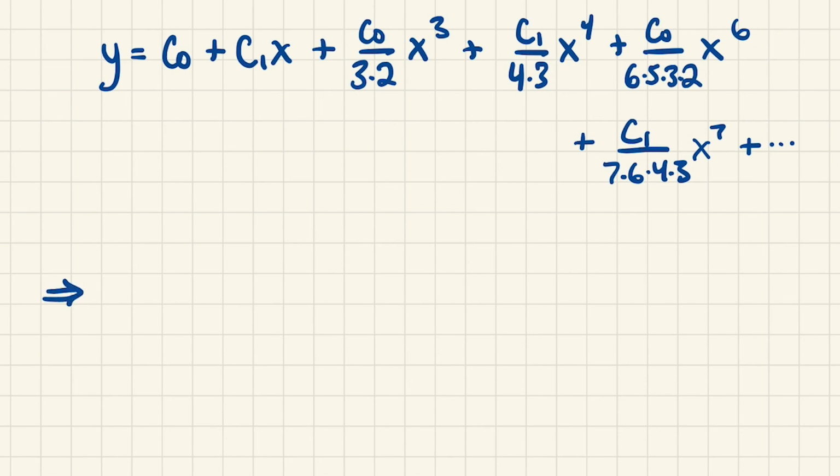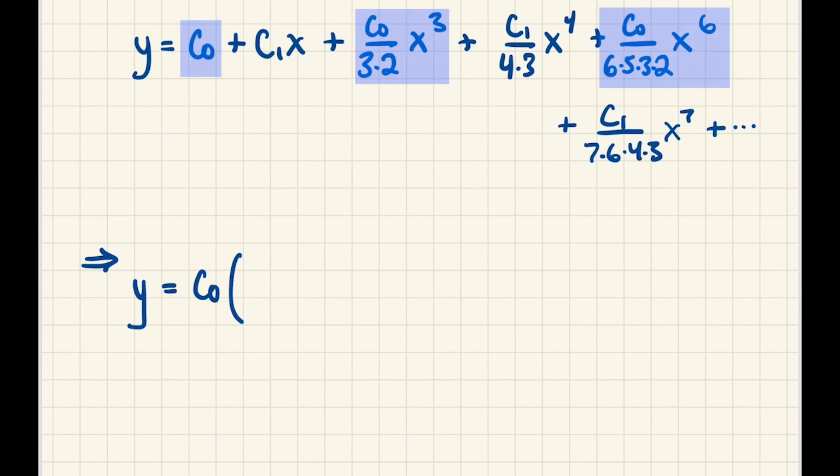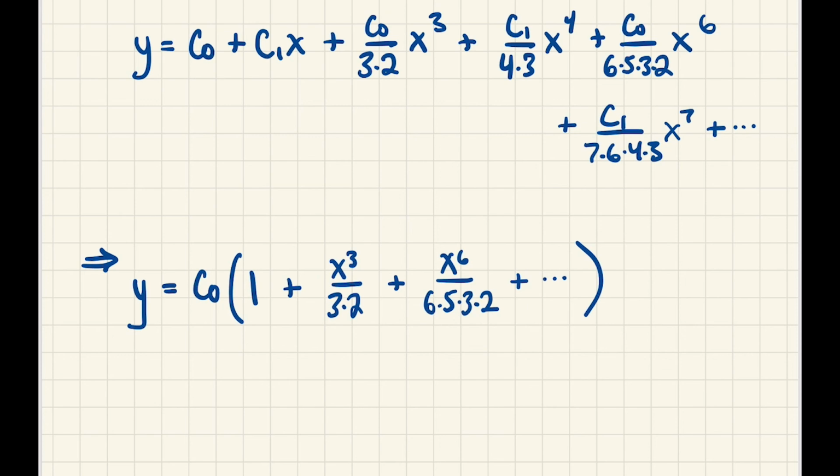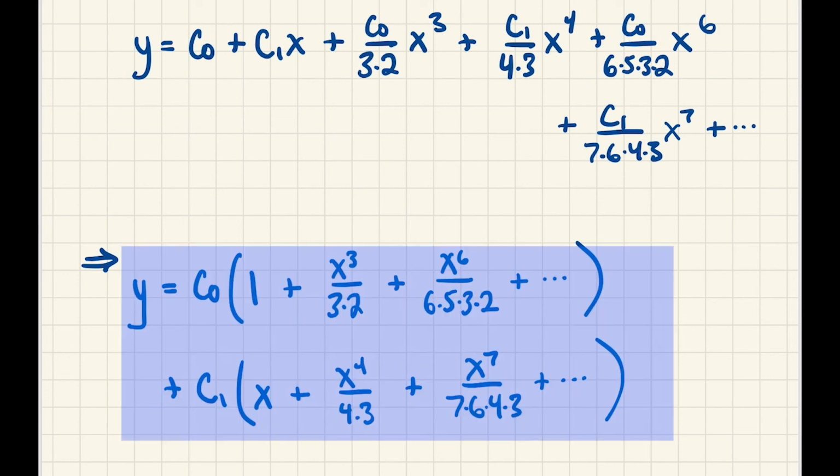If we write this as y equal c0, and we're just going to factor c0 out of every term that has a c0. So we're going to get 1 plus x cubed over 3 times 2 plus x to the 6 over 6 times 5 times 3 times 2 plus, now we don't have any other c0 terms written down, but that's good enough. And we're adding to that c1 times all these terms with a c1 factored out. So that's x plus x to the 4 over 4 times 3 plus x to the 7 over 7, 6, 4, 3 plus dot, dot, dot. And there we are. That is our series solution to that differential equation.